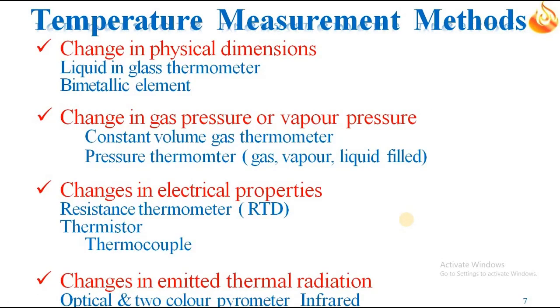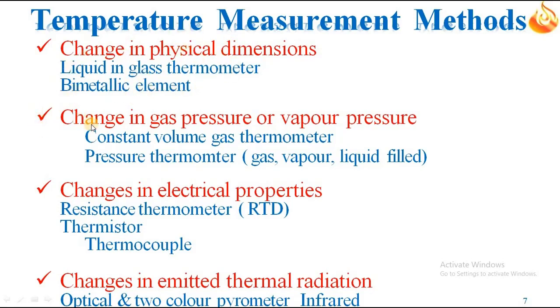Now we will see what are the temperature measurement methods. So first is the change in physical dimensions. By using this concept, that is by changing the physical dimension, how to measure the temperature, for that we have two instruments which we are going to study in detail in the later slides. First is the liquid in glass thermometer. I think that all of you have used this instrument, that is thermometer, to measure the temperature. Still we are going to study that. The next one is the bimetallic element. So how the physical dimensions change, and with the help of that how we are going to measure the temperature, we are going to study that in this part.